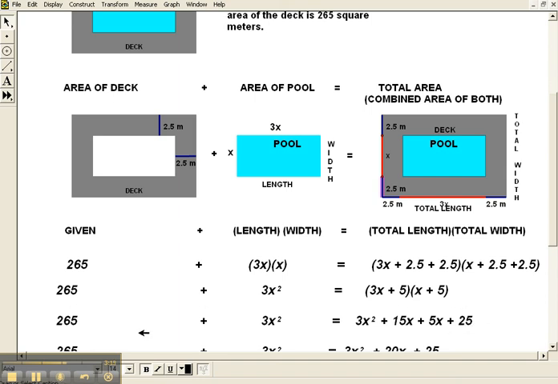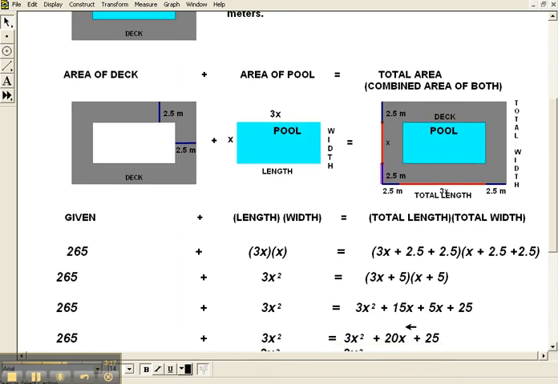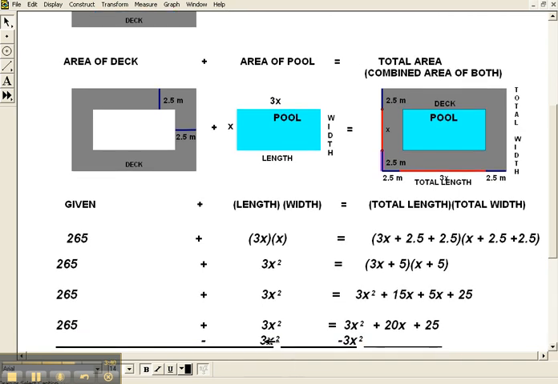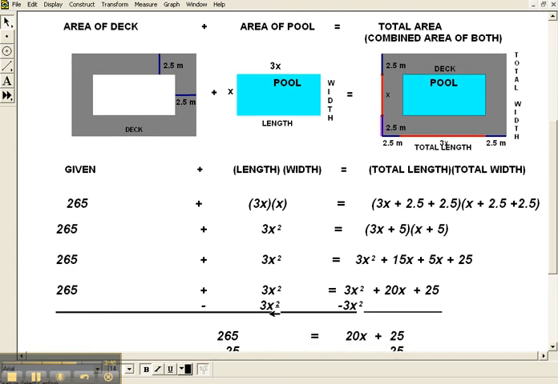To get this equation, simplifying it further by combining like terms in the trinomial on the right-hand side of the equation, I get 265, the area of the deck, plus 3x squared, the area of the pool, equals 3x squared plus 20x plus 25. Now it's just a matter of getting x by itself so that I can find the width of the pool. So I'm going to subtract 3x squared from both sides of this equation. By doing that, the 3x squared on the left-hand side cancels, as does the 3x squared on the right-hand side. And I'm left with 265 equals 20x plus 25.